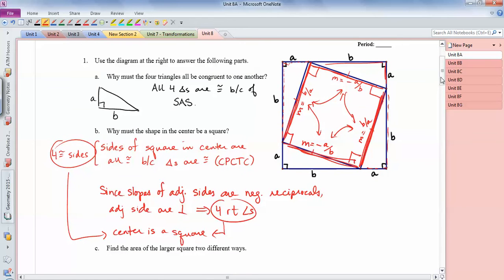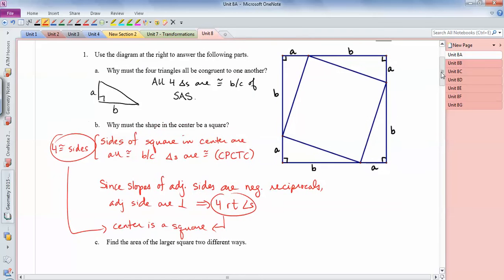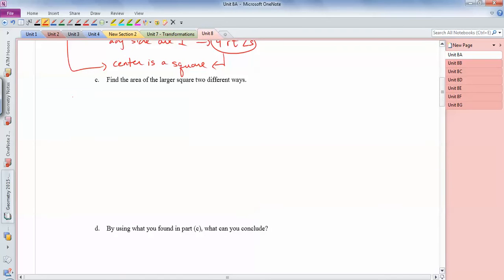So let me clear off this picture, and then we'll answer the last thing. So the last thing says to find the area of the large square two different ways. So one way, let me just draw the square by itself here. We know that each side is A plus B, B plus A, plus B, B plus A. They're all A plus B.